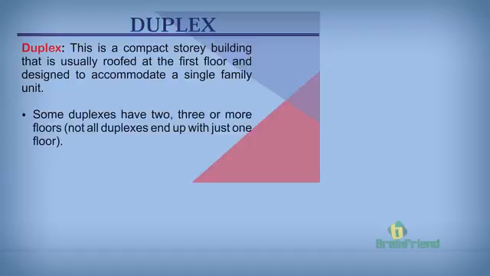Now, the next one is duplex. Okay, duplexes are compact storey buildings. Take note of this word. They are compact storey buildings that are usually roofed at the first floor level. Okay, we have duplexes that are of maybe 3-bedroom flat, 2-bedroom flats, and so on.